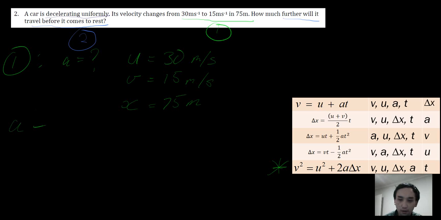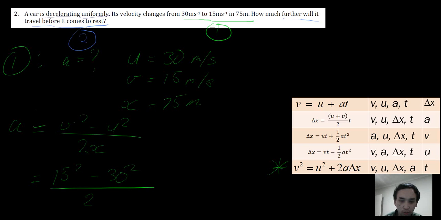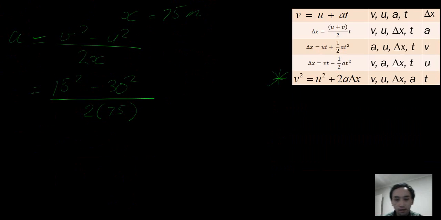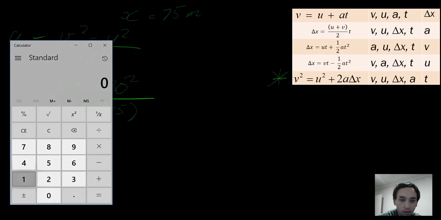So we have a equal to v squared minus u squared divided by 2x. And if we sub in the numbers, we're going to end up with v squared, which is 15 squared, minus u squared, it's 30 squared, over 2 times 75. Okay, so I'll just scroll down here a little bit, plug that into my calculator right over here. So 15 squared minus 30 squared, what is that equal to? Divided by 2 and then divided by 75 as well.